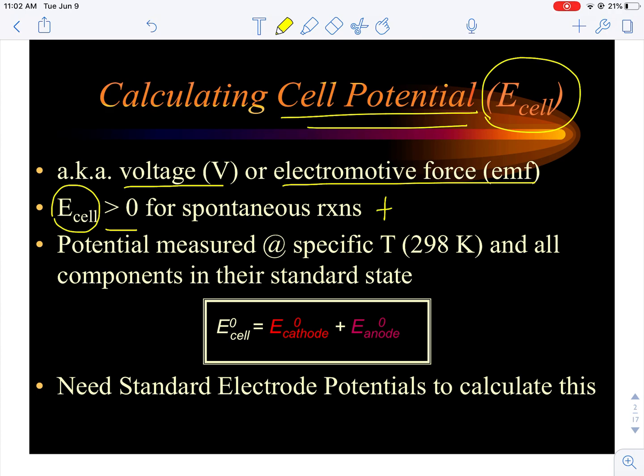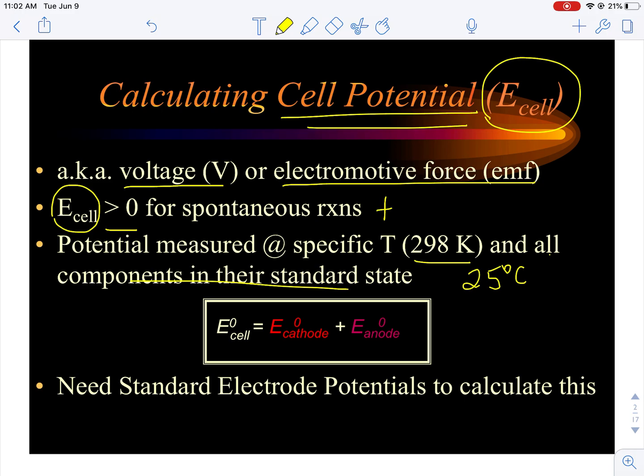The cell potential is measured at a specific temperature, 298 Kelvin. Remember, that's standard for chemical reactions. That's the same thing as 25 degrees Celsius. And again, all the other components will need to be in their standard states.